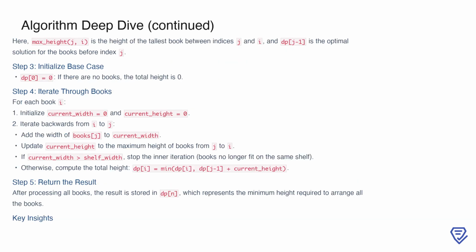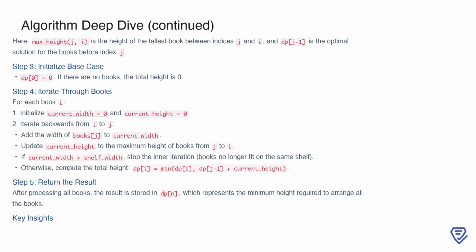Here, the term max_height(j, i) represents the height of the tallest book among books placed between indices j and i. Meanwhile, dp[j-1] gives the optimal solution for all books before index j. To start, we initialize the base case. If there are no books, then the total height is 0, so dp[0] equals 0.